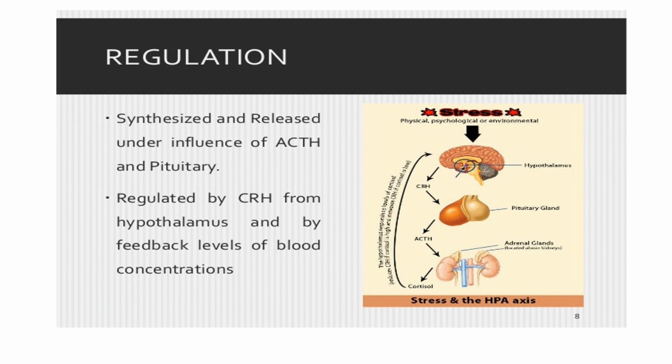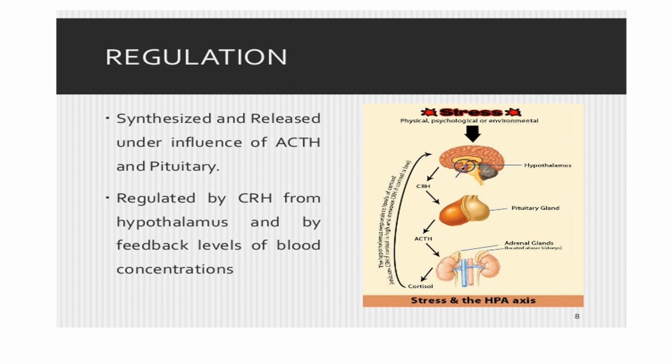As in my previous slide I told you, it is under the influence of ACTH. ACTH is nothing but adrenocorticotropic hormone. It is synthesized and released under the influence of ACTH from the pituitary, and is regulated by CRH, that is corticotropin releasing hormone, from the hypothalamus, and by the feedback levels of blood concentration. Same as in my previous slides, if there is an increase in hormone secretion, there will be negative inhibition to the brain, so that it decreases the secretion of the respective hormones.